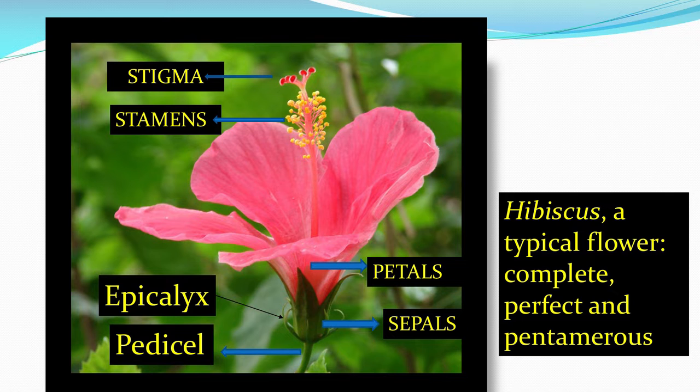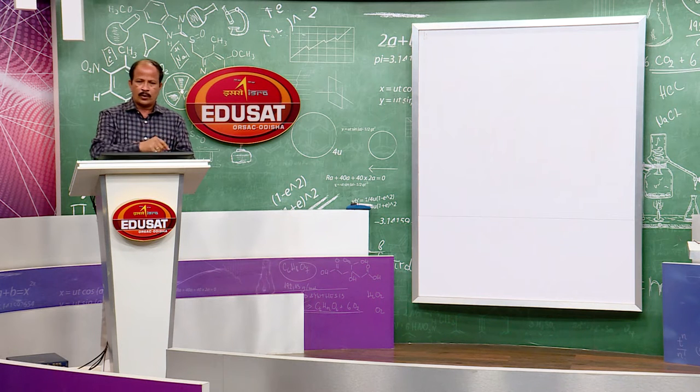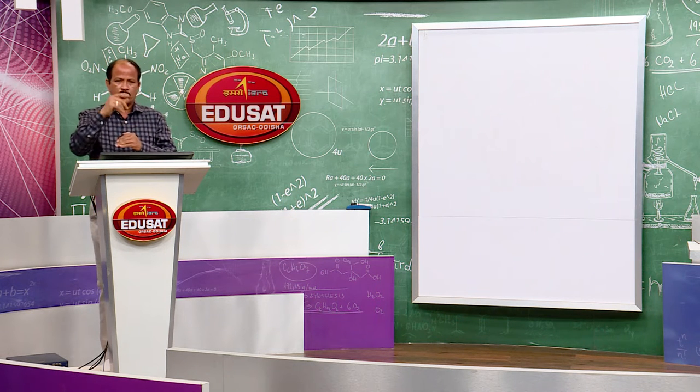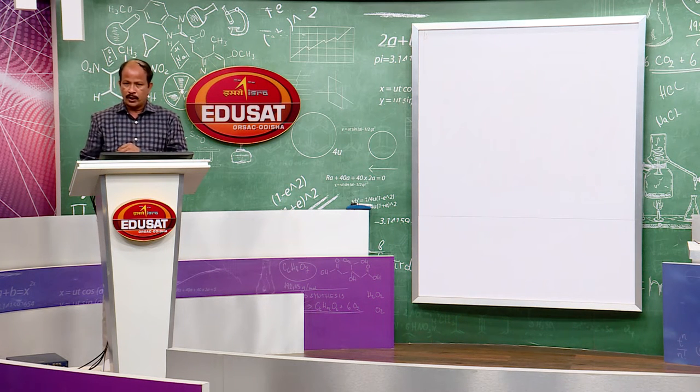Further, the two essential whorls of any flower are the androecium and gynoecium, as they take part in reproduction. Any flower having the essential whorls androecium and gynoecium is called perfect. So this flower, having all four whorls, is called complete, and it is also a perfect flower. It is a perfect pentamerous flower, typical of all the dicots.